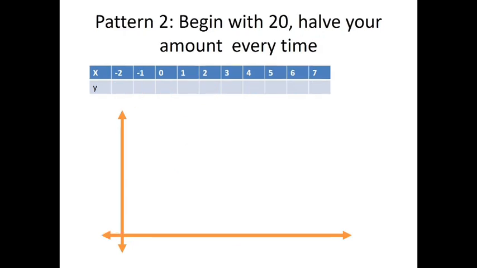On the second one, it says begin with 20. So we're going to begin with 20, but we're going to halve our amount every time. In other words, you're going to multiply by 1/2. It's the same thing as dividing by 2, but I just want us to think of it in terms of multiplication. So if I multiply by 1/2, I get 10. If I multiply by 1/2 again, I get 5. Then I get 2.5. And then I get 1.25.